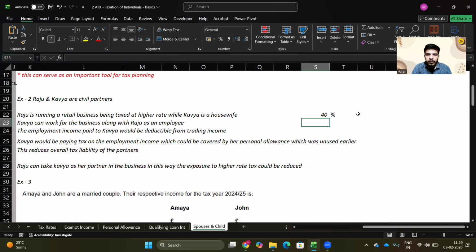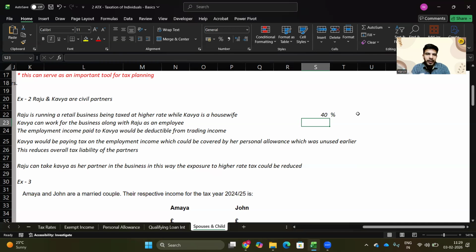What Raju did is he added his wife as an employee. He took his wife as an employee in his business, thinking she could work in his business. Now, there are certain conditions that you must meet. It should be actual work.